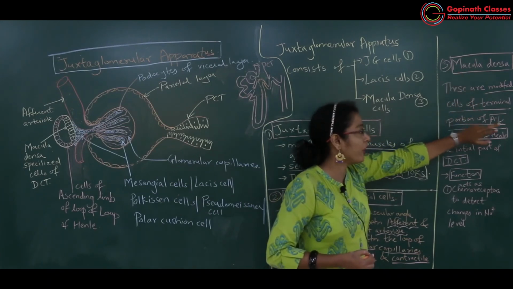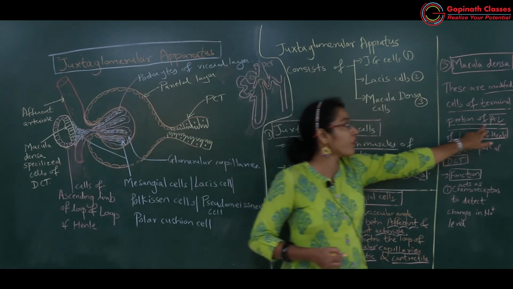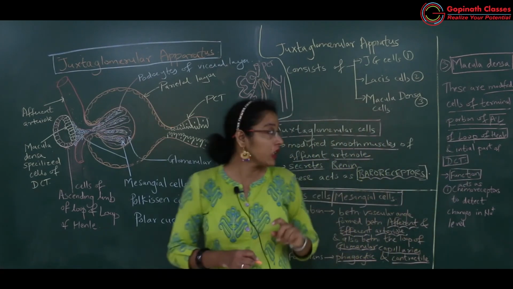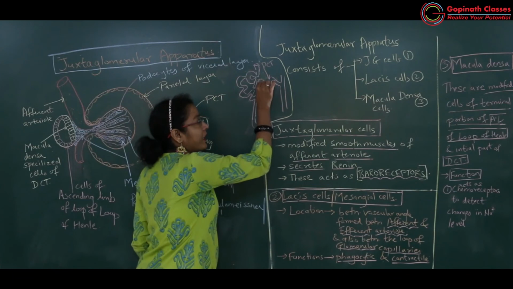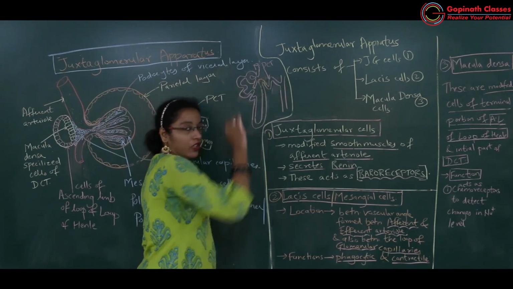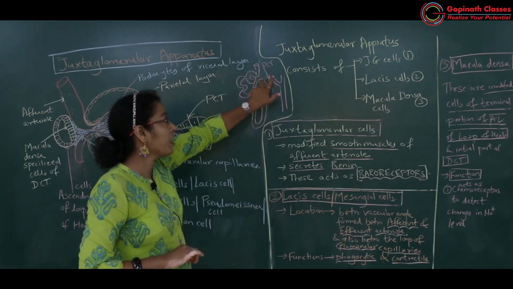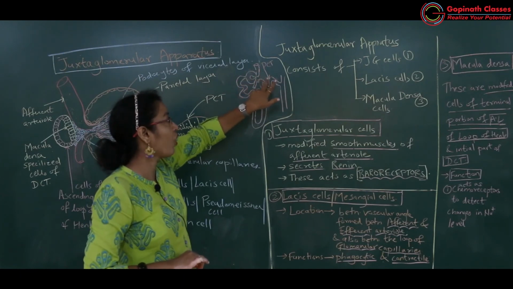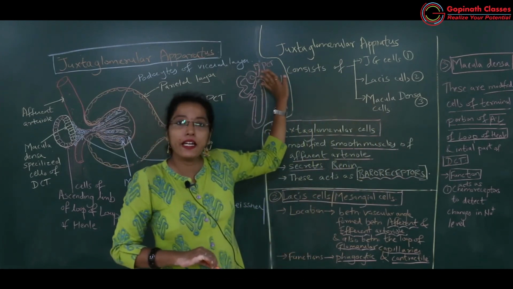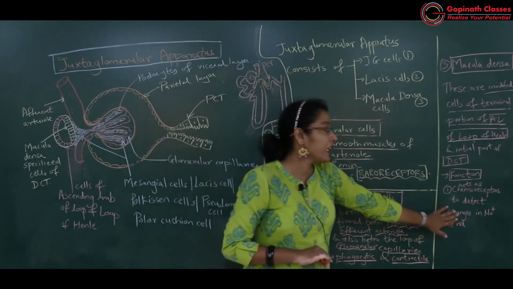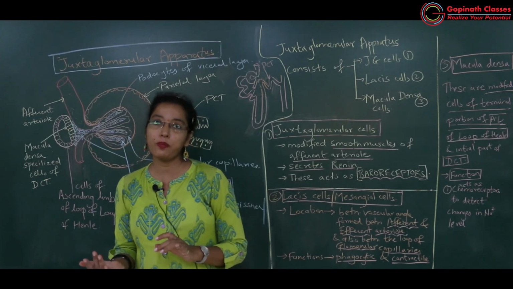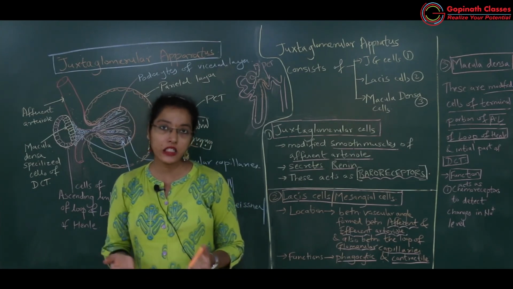Macula densa cells are the modified cells of terminal portion of ascending limb of loop of Henle and initial part of DCT. Terminal portion क्यों बोला है? Because ascending limb is ending here and DCT is starting here. So definitely these cells will be involved here in formation of certain signals. They will be acting as chemoreceptors and they will detect the changes in the sodium level. Okay, likewise sodium ions will be either reabsorbed or excreted out.